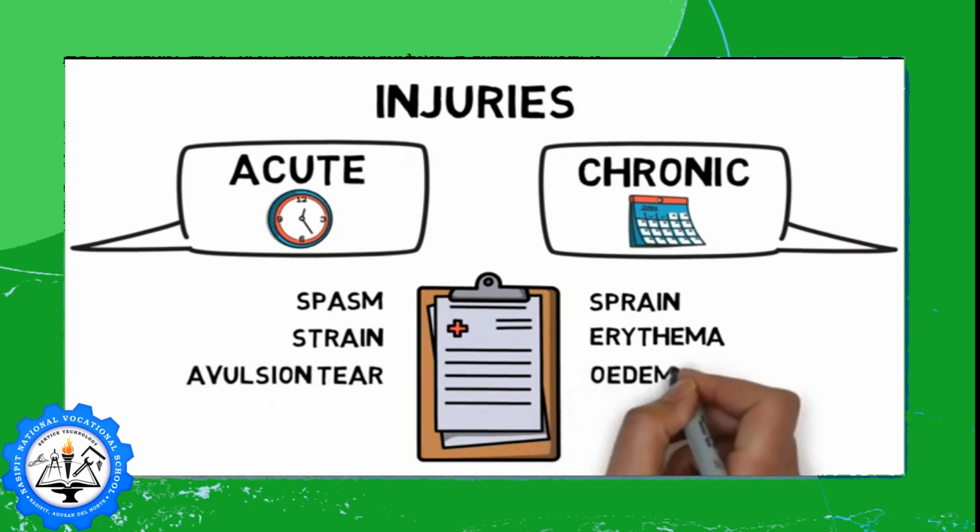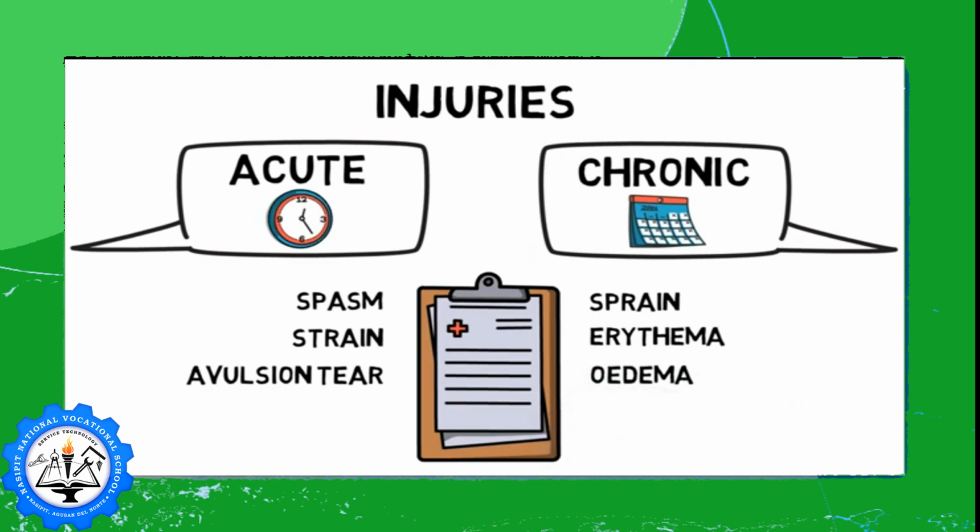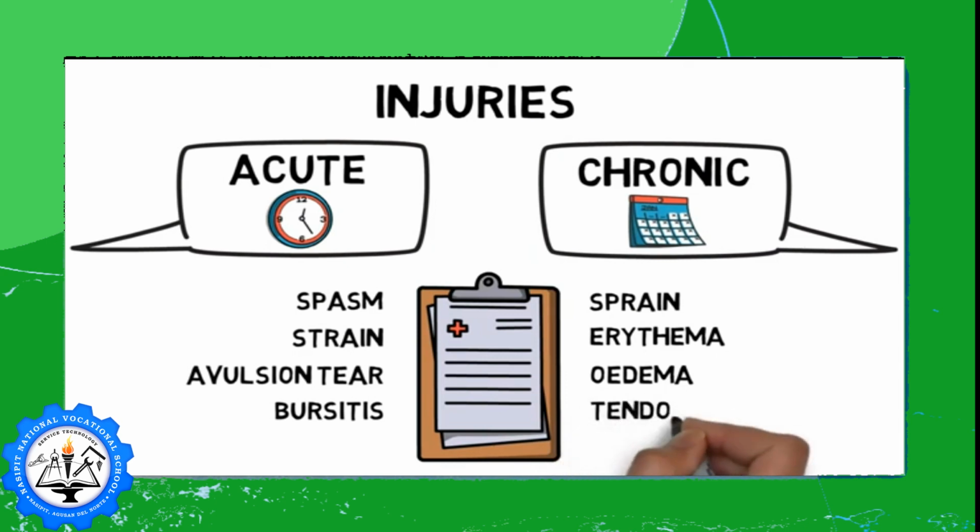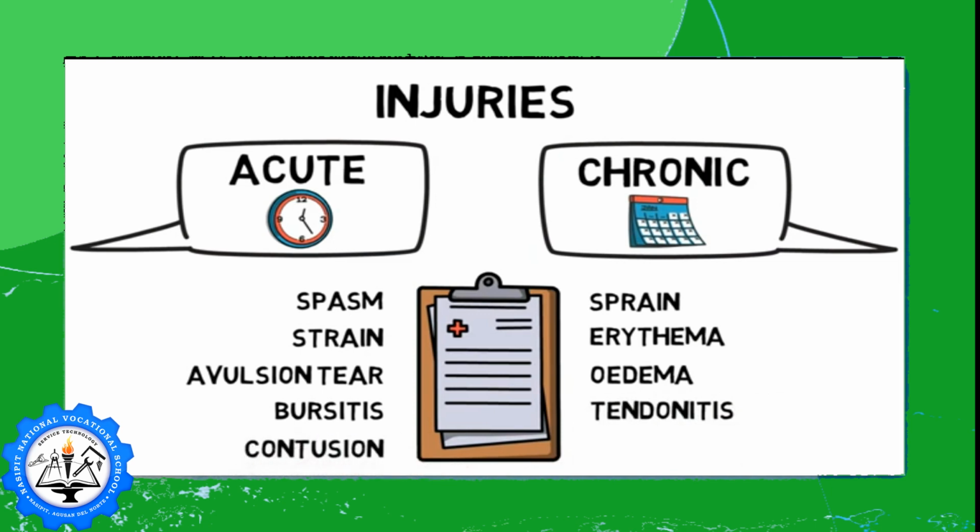edema, which refers to excess swelling, bursitis, which is inflammation or irritation of a bursa, which are small sacs of fluid located between bones, muscles, skin or tendons. Tendinitis, which is an inflammation or irritation of a tendon. A contusion, which is the technical name for a bruise. And an abrasion, which is when the top layer of skin becomes grazed or removed.